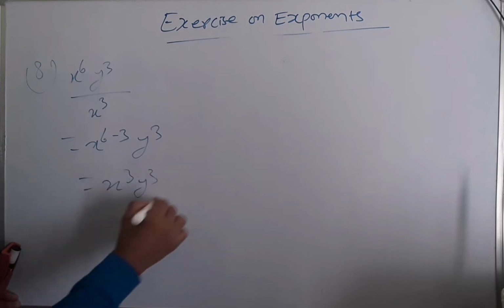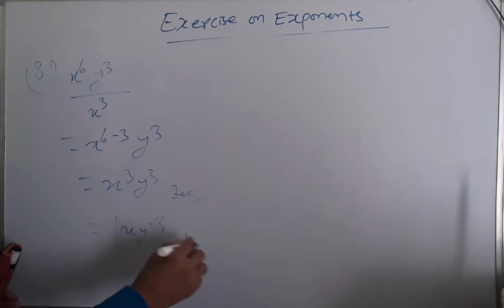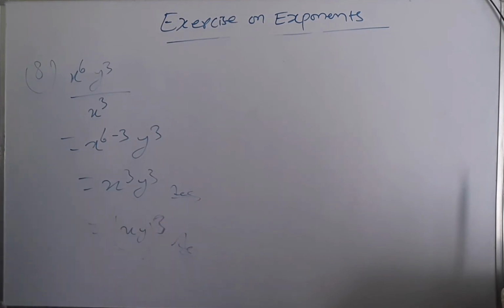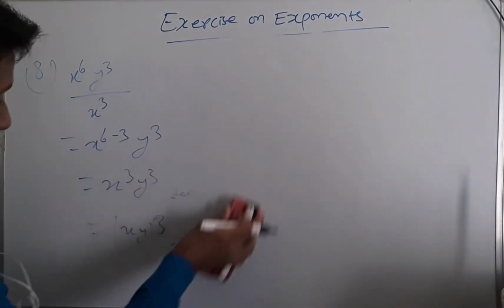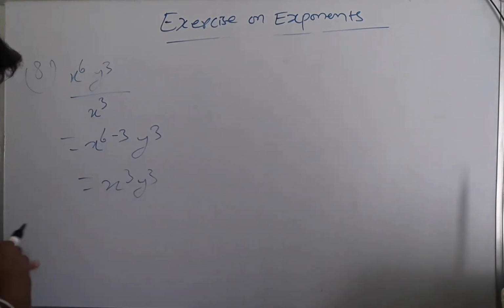That can also be your answer, but if you just write it like this and whole cubed, this can also be your answer. So you can write either of them as the answer. It's a little bit messy.